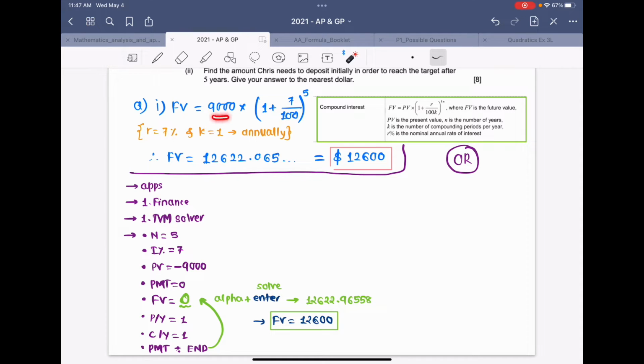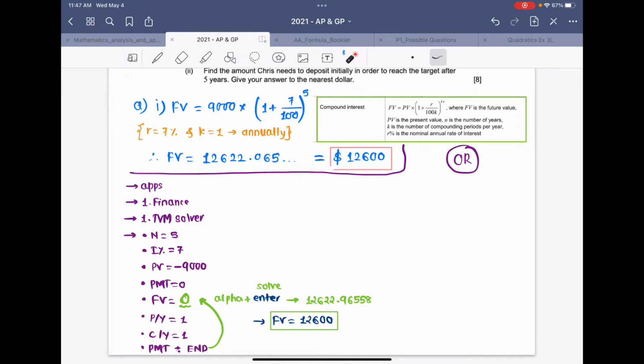Present value is 9,000. Always enter negative 9,000 because that is what you are investing, or flowing out. So always enter negative. If you don't enter negative, then your future value comes as a negative, that is negative 12600. So present value is always kept as negative. PMT we don't use, keep it as 0. Now we need to find the future value. Keep it as 0, because we want to find that. The quantity which we want to find, keep it as 0.